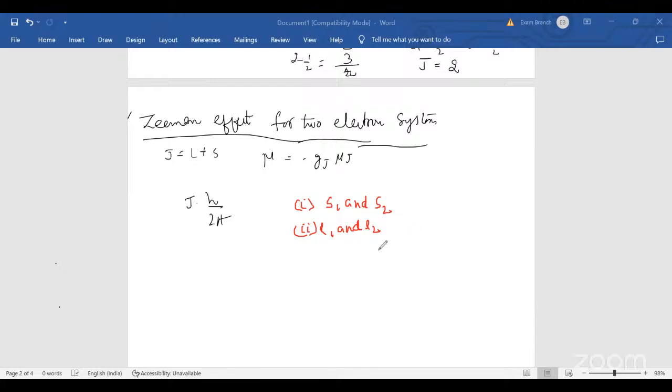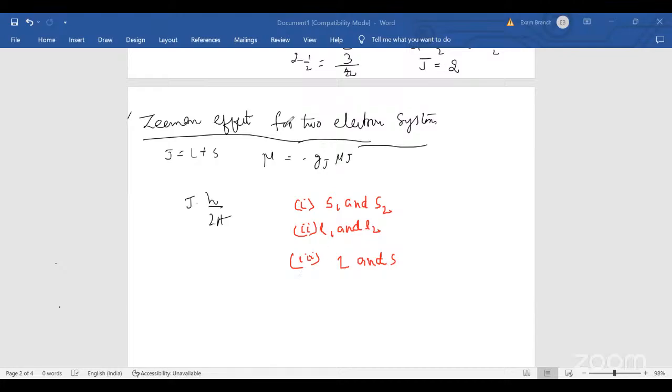And the combination of L and S: L is the combination of L1 and L2, and S is the combination of S1 and S2. So this L and S precess around J, in the direction of the field. If you compare, J will precess still more slowly around the magnetic field H.